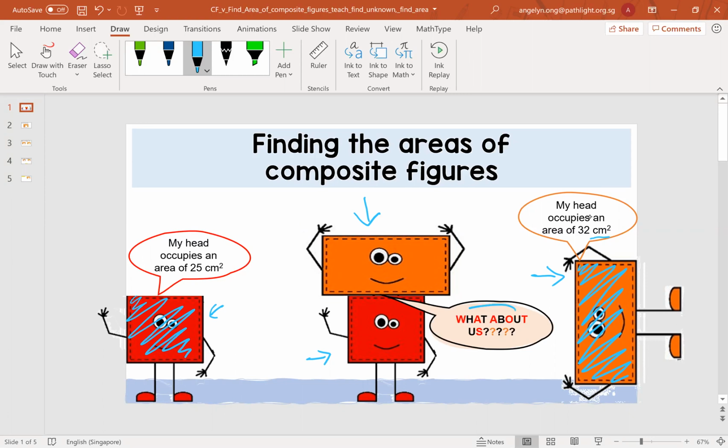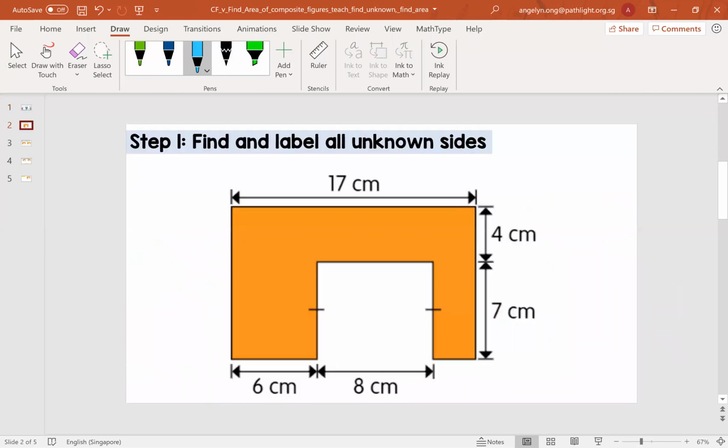So what about us, says the composite figure? How do we find out what the total area of this composite figure in the middle is? Okay, so let's find out how we're going to find areas of composite figures. Now, the first step that we need to do is to find and label all unknown sides. So let's take a look at this figure.